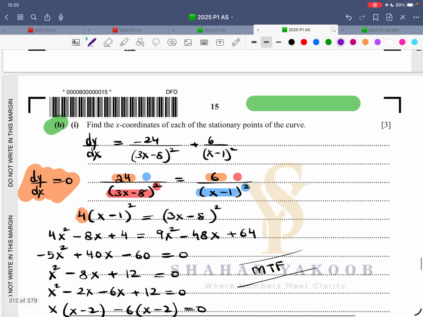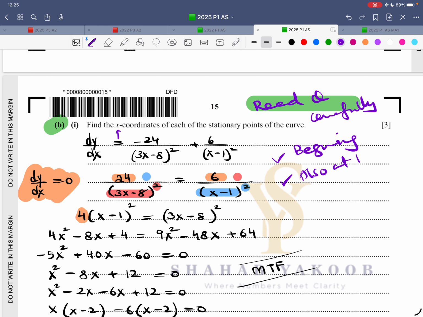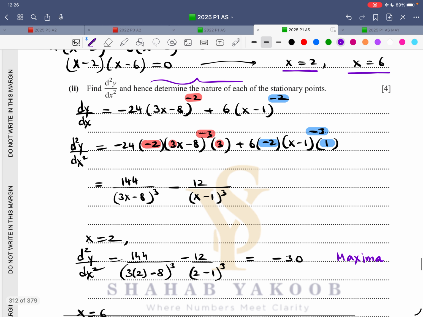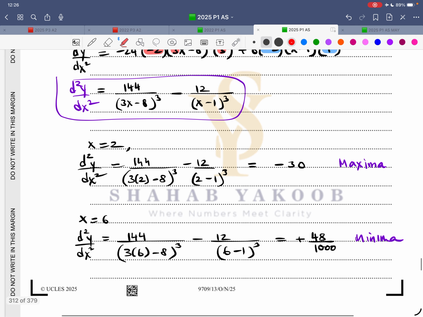Are they asking for coordinates or just x coordinates? Just x coordinates. So again, read the question carefully in the beginning naturally, so that you know what to do, and also at the end, so that you know exactly that whatever the examiner has asked, you have fulfilled the purpose. And then it's asking to determine the nature. So that is the second derivative, d square y over dx square. Now you plug in x equals 2, the second derivative is negative, it's a maximum. You plug in 6, the second derivative is positive, it's a minimum.